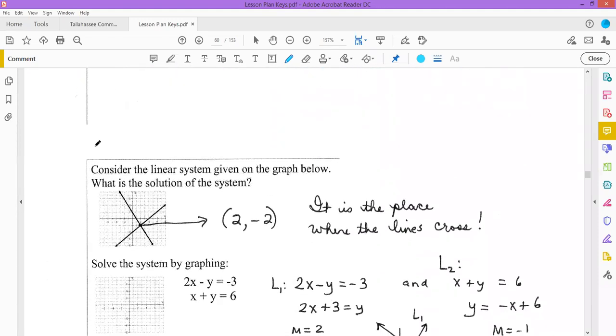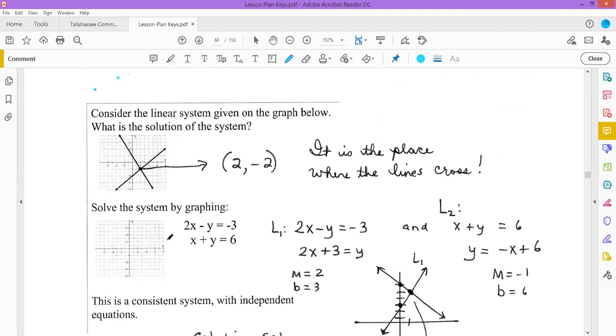All right, the next problem, we want to consider this graph of a system here. And we already know when we have intersecting lines that there's one solution. What is that solution is what we're being asked. So we simply find that ordered pair over here on our x-axis. We want to count the number of spaces that we move, and on the y-axis we want to count the number of spaces that we move.